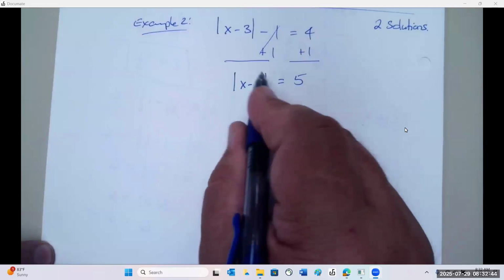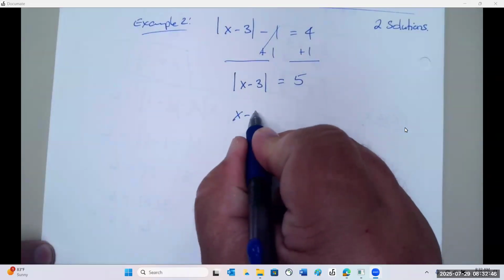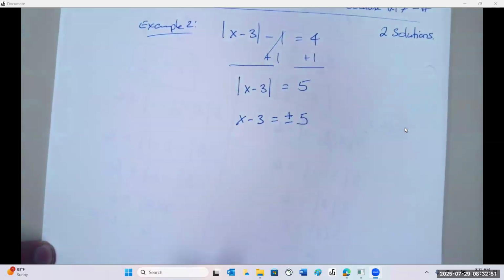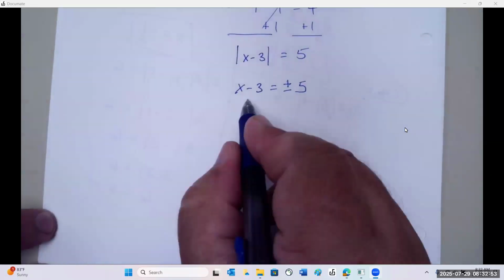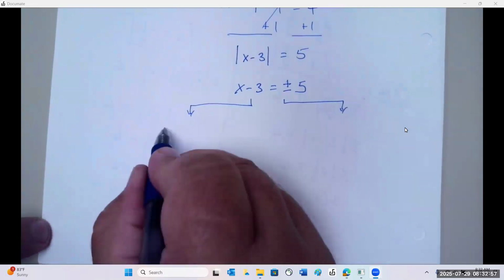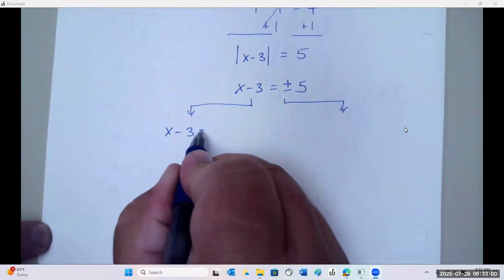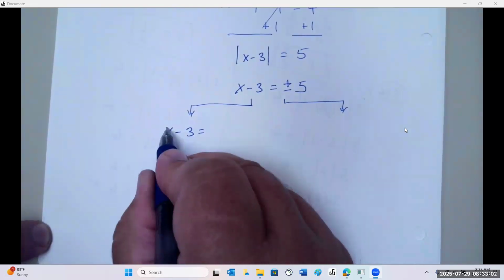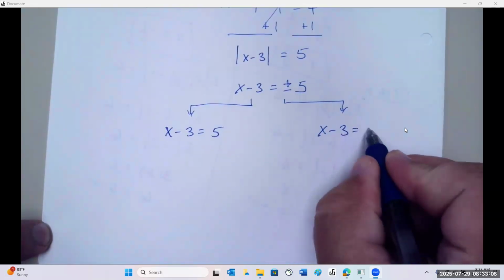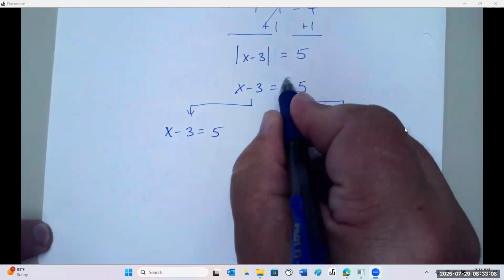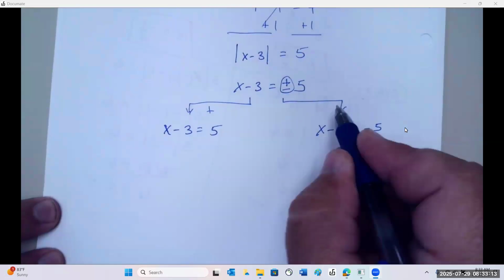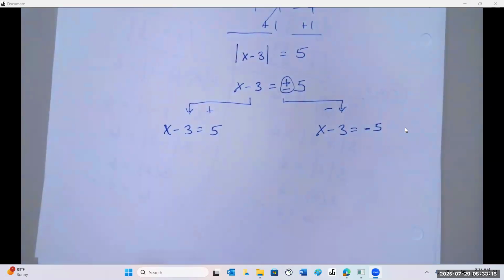Drop the absolute value, since it's by itself, we can drop the absolute values. When you drop the absolute values, you have to put a plus or minus in front of the answer. So now we set x minus 3 equals positive 5, and x minus 3 equals negative 5. That's where the plus or minus come in. This side is the plus, this side is the minus. Or it doesn't matter, you can put them on either side you want to.